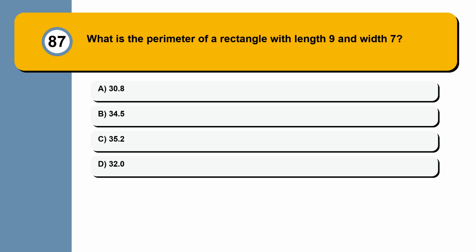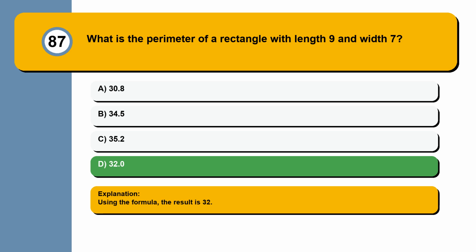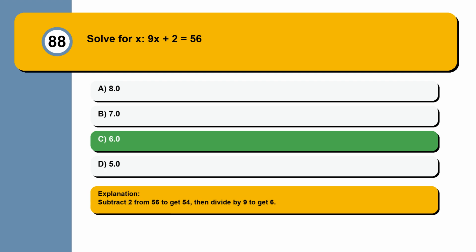Question 87. What is the perimeter of a rectangle with length 9 and width 7? 30.8, 34.5, 35.2, 32.0. Using the formula, the result is 32. Question 88. Solve for x, 9x plus 2 equals 56, 8.0, 7.0, 6.0, 5.0. Subtract 2 from 56 to get 54, then divide by 9 to get 6.